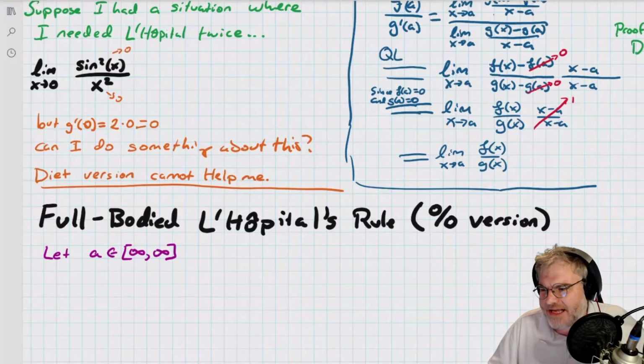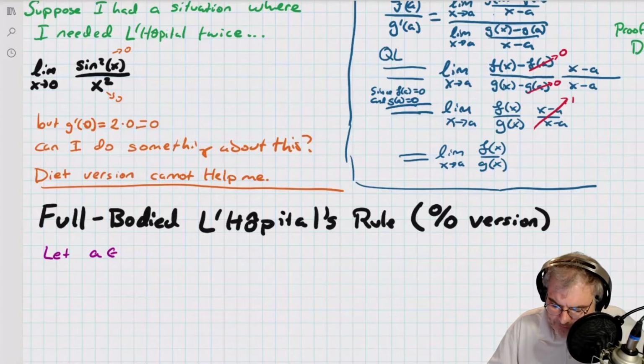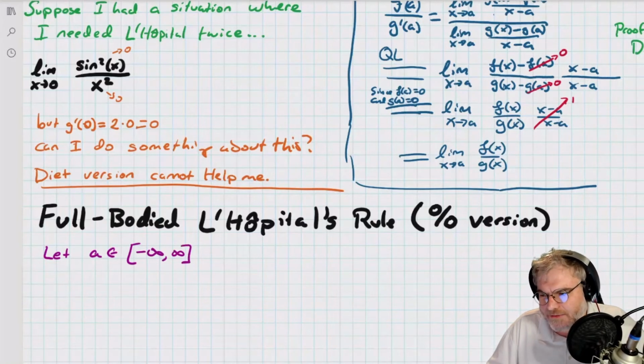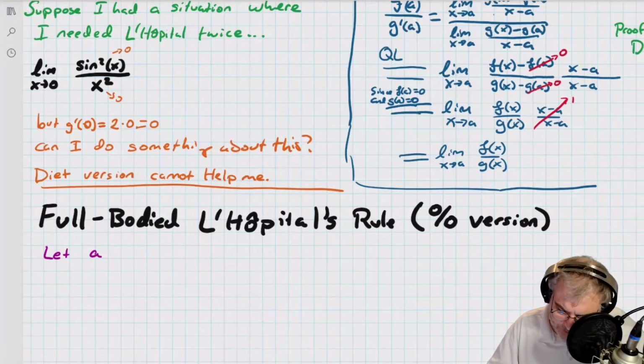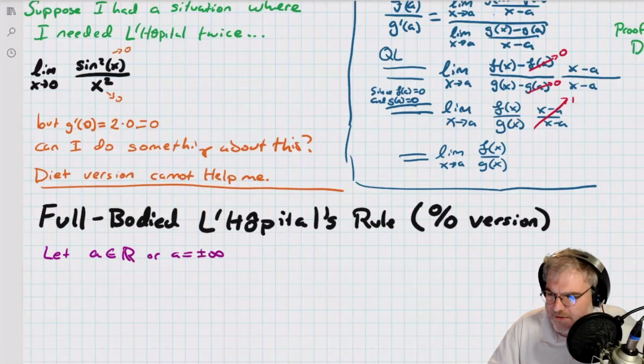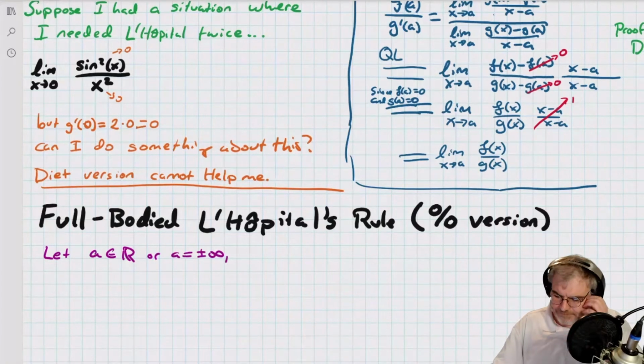I'm saying let a be either a real number or one of the two infinities, negative infinity or positive infinity. You can't have negative infinity and positive infinity be the endpoints. So what I mean by this is a can be any real number or one of the infinities. Let a be in R or a equal plus or minus infinity. Does that make you happier? I hope that's not the only thing you get from this lecture.